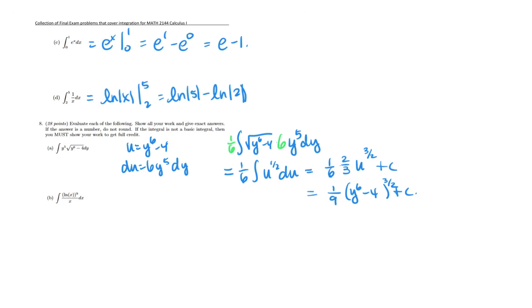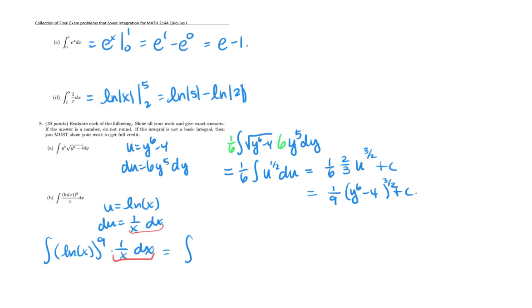All right, for this next one, I'm going to let my u equal natural log of x. Then my du is 1 over x dx. So I can rewrite this integral to be natural log of x to the 9th times 1 over x dx. So I can see that that is my du. So I can go ahead and do my substitution. Integral of u to the 9th du.